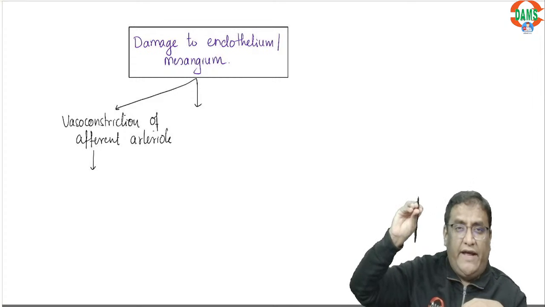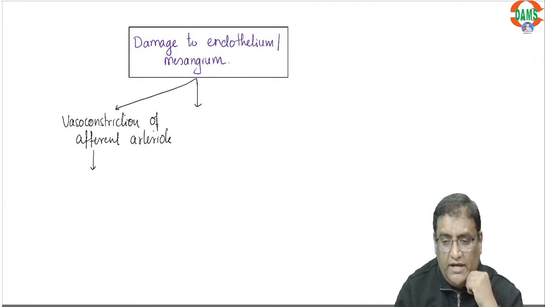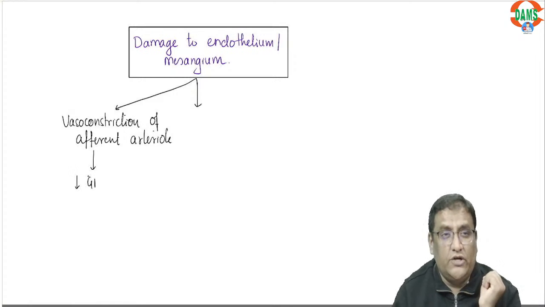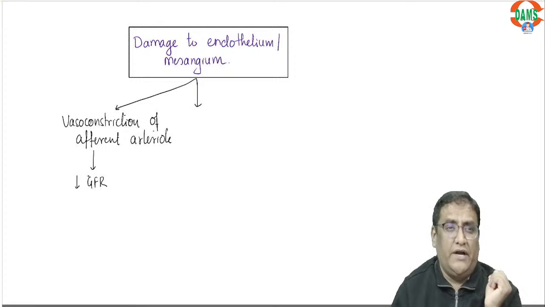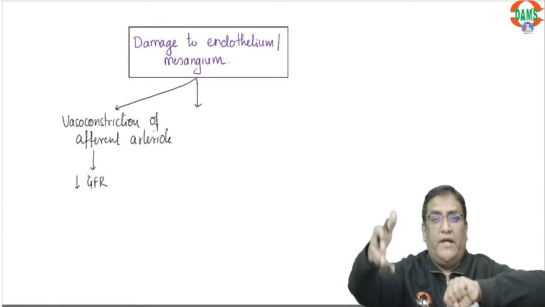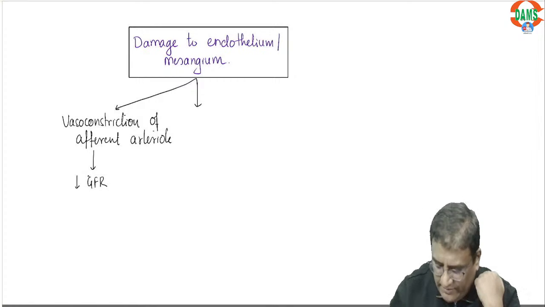Why are we vasoconstricting afferent? Because you don't want to lose more blood, isn't it? So afferent arteriole, not efferent. Afferent arteriolar vasoconstriction will lead to reduced GFR. Simple understanding: vasoconstriction of afferent arteriole, blood supply to the glomerulus reduces, GFR reduces. Now, if the GFR reduces, tell me what will happen?